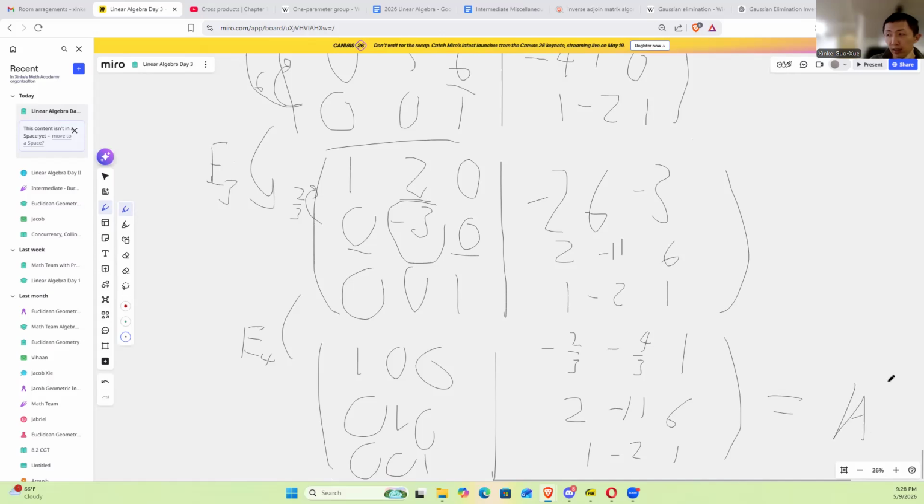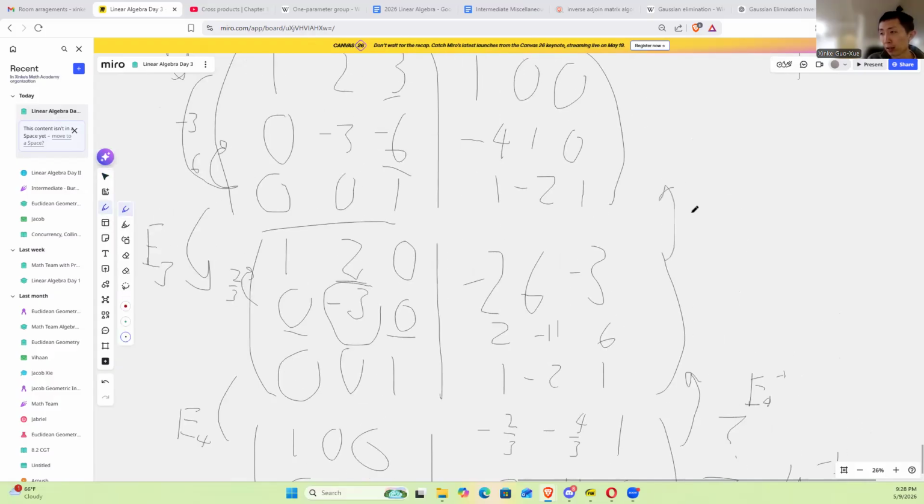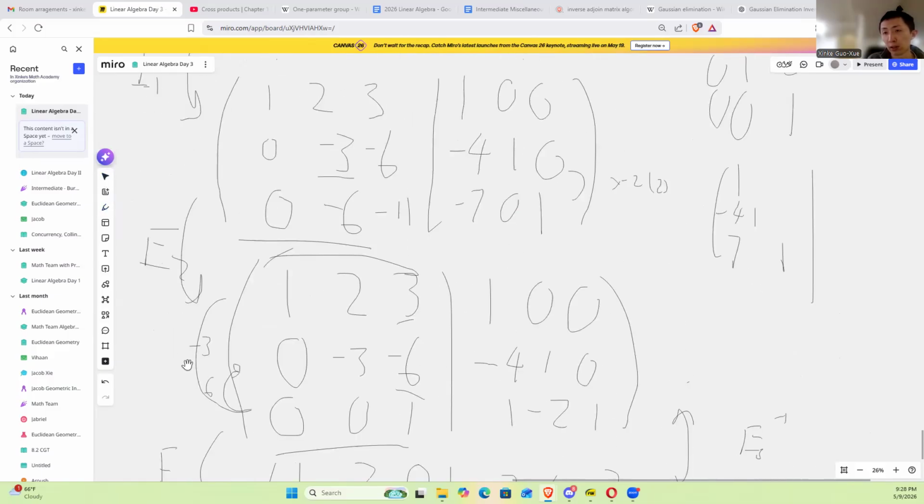We want to show this is A inverse, right? If we do the reverse operations, like we apply E4 inverse to this matrix, then we apply E3 inverse to the result, and then E2 inverse to go from this matrix to this one, and so on, we'll get the identity.